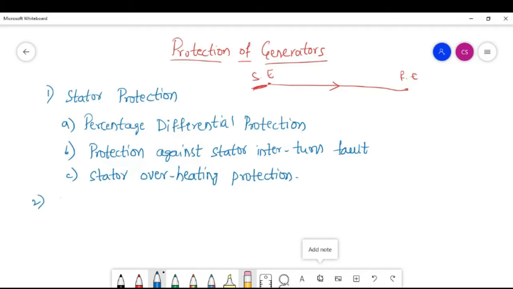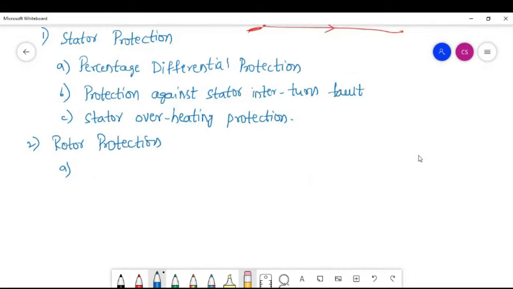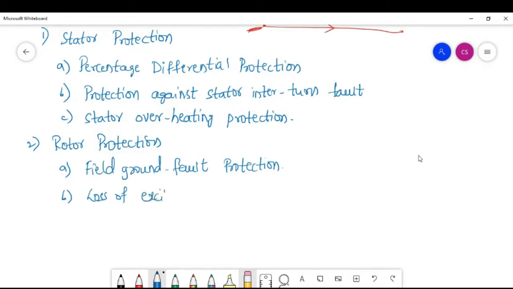Second one, rotor protection. Field ground fault protection. Loss of excitation protection.